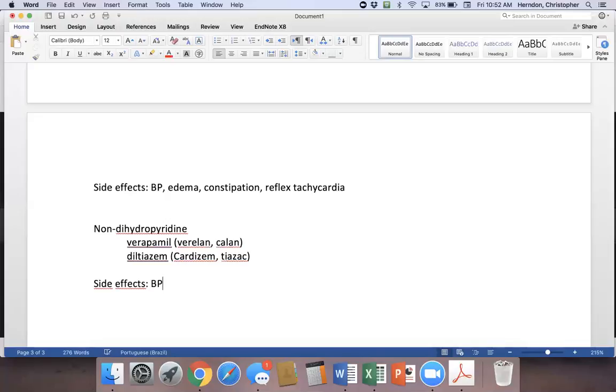What are the side effects with these drugs? Blood pressure? Edema? Nah. Constipation? Bradycardia. Thank you. Bradycardia is a big one. And what's even worse than bradycardia? What happens when you get too bradycardic?